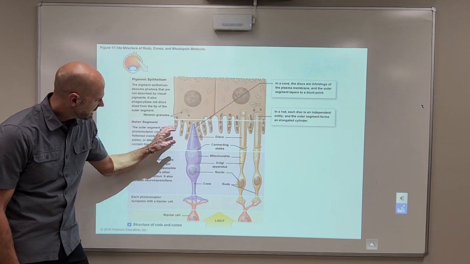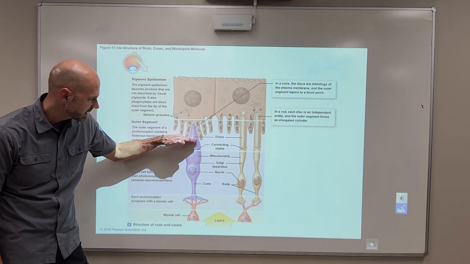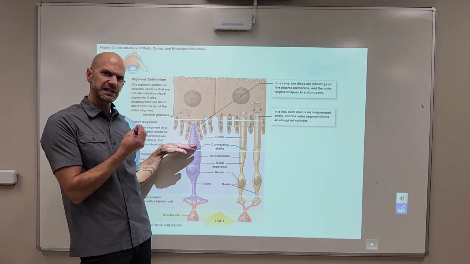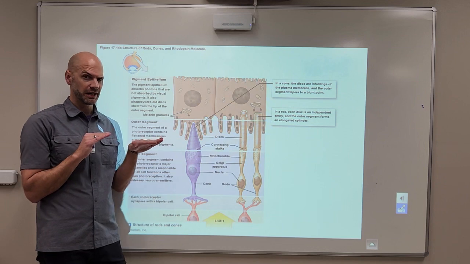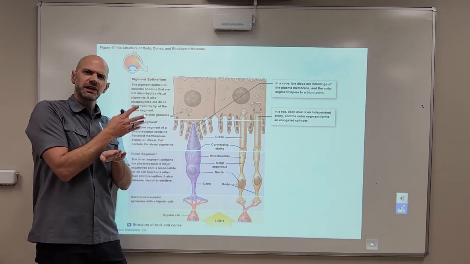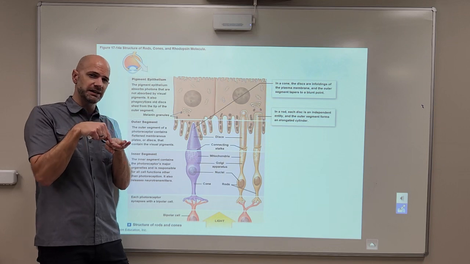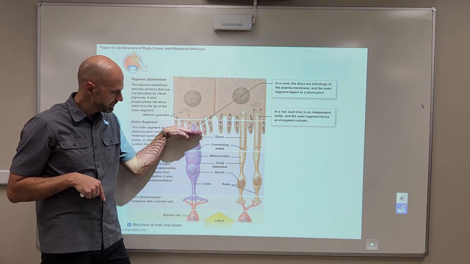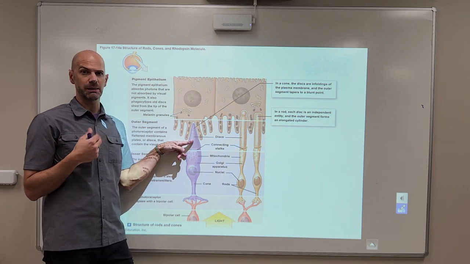The outer segment of these photoreceptors has layers and layers and layers of plasma membrane. Some of them are inside, some of them are outside, but if you think about a plasma membrane, it's basically lipids and there are proteins embedded in there, okay? Lots and lots of layers.